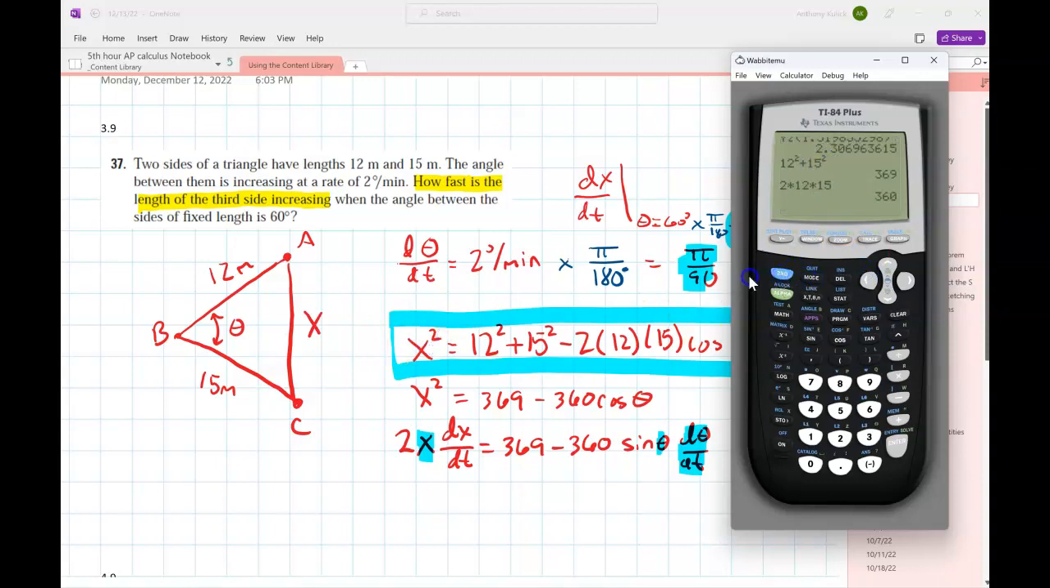So to get x by itself, I'm going to square root both sides. And then 369 minus 360 times cosine of pi over 3. So that's my value for x. Or I suppose I could get a, oops.